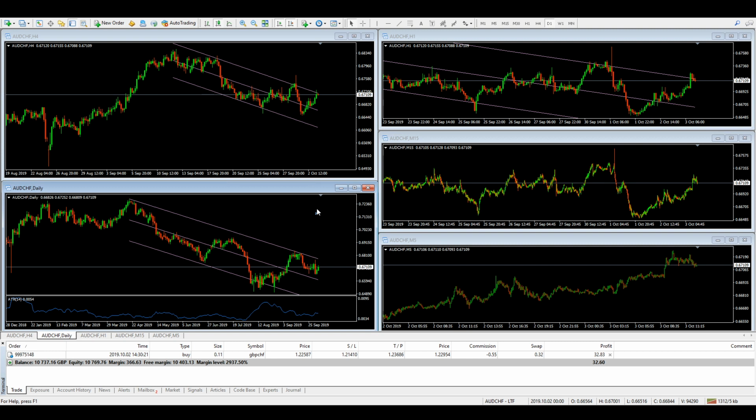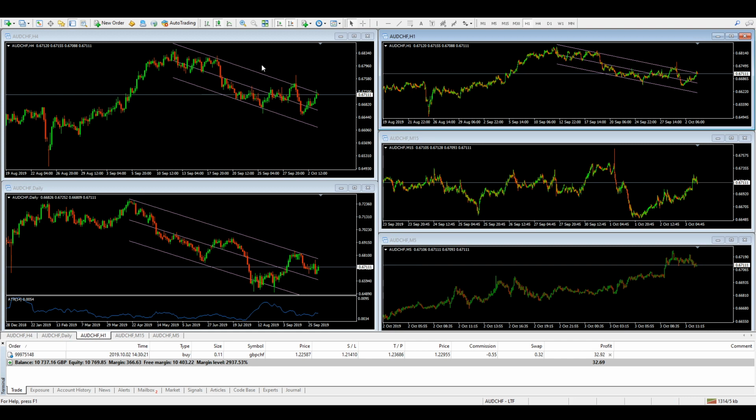This here is the AUD CHF. Again, signs of bearishness here. On the 4 hourly, this move here is quite bearish, which is basically this move on the daily. Now, would I trade this? Just thinking. I mean, there's some decent scope in this actually.